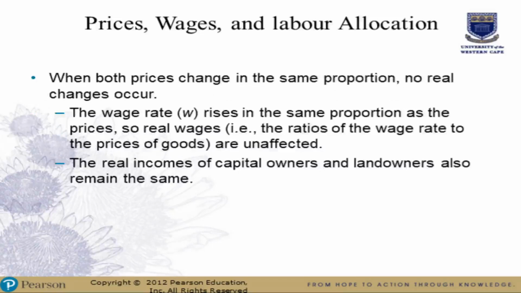When both prices of cloth and food change with the same proportion, say a 10% increase, there will be no real change that will occur simply because as the wage rate rises in the same proportion as the prices, the real wage remains the same or unaffected. As a result, the income of capital owners and land owners also remains the same. Thus, everyone is in exactly the same position as before the price change. This outcome reflects a general principle that changes in the overall price levels have no real effect or do not change any physical quantities in the economy.